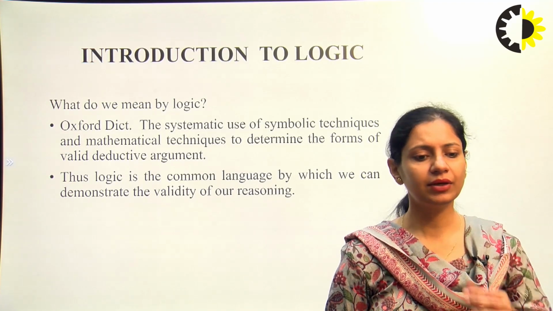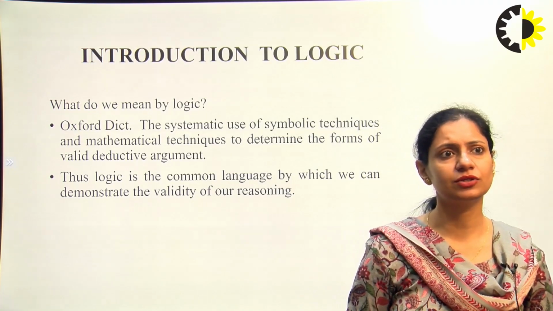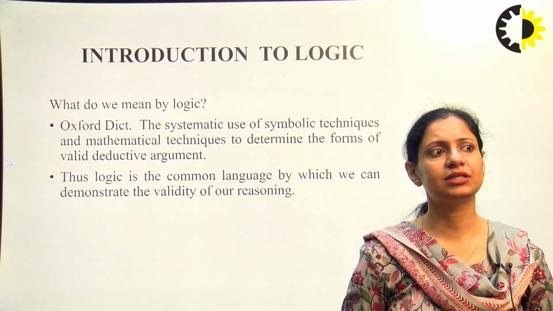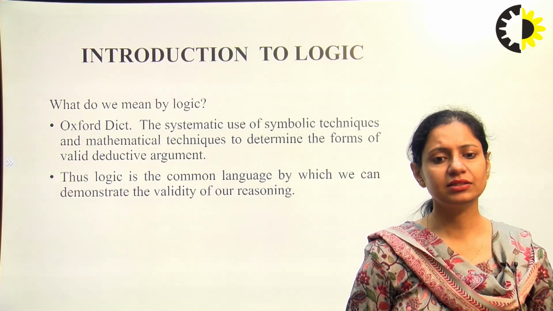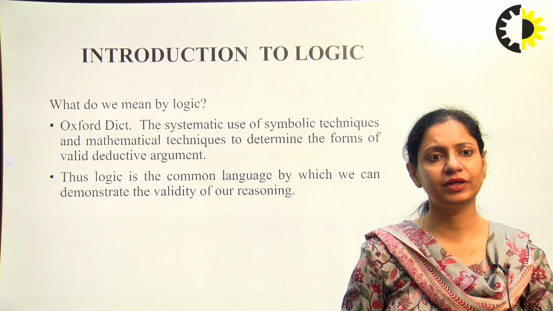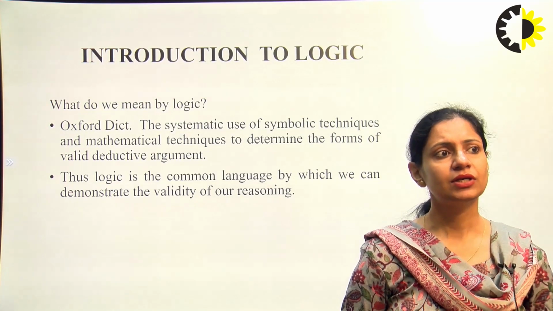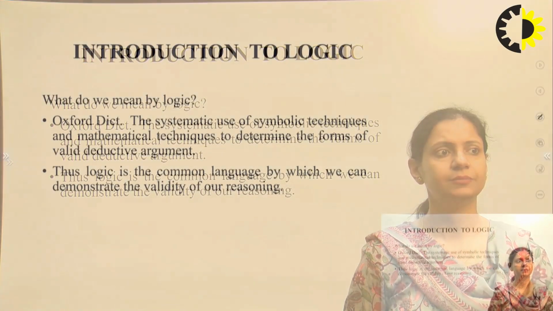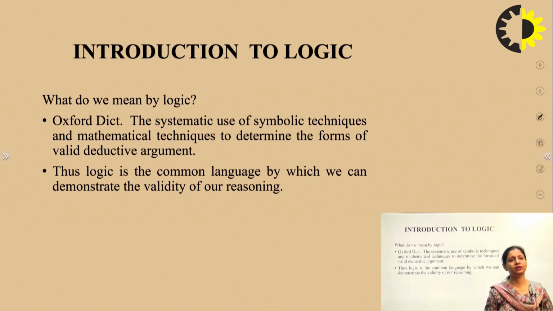If we talk about the general meaning of logic, it is the systematic use of the symbolic techniques and the mathematical techniques which determine the forms of the valid deductive argument. An argument is basically anything that we talk about and we derive some conclusion out of it. We can check whether it is valid or invalid. So here it demonstrates the validity of our reasoning.